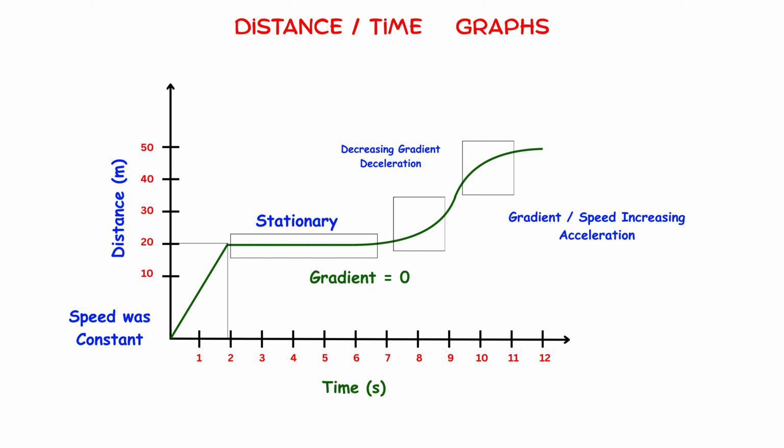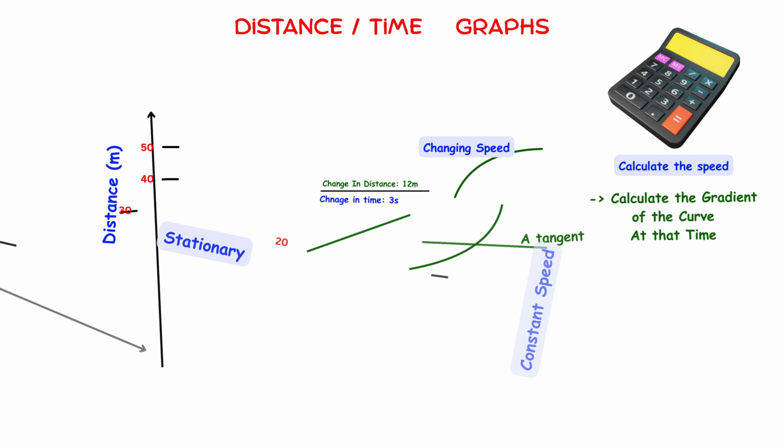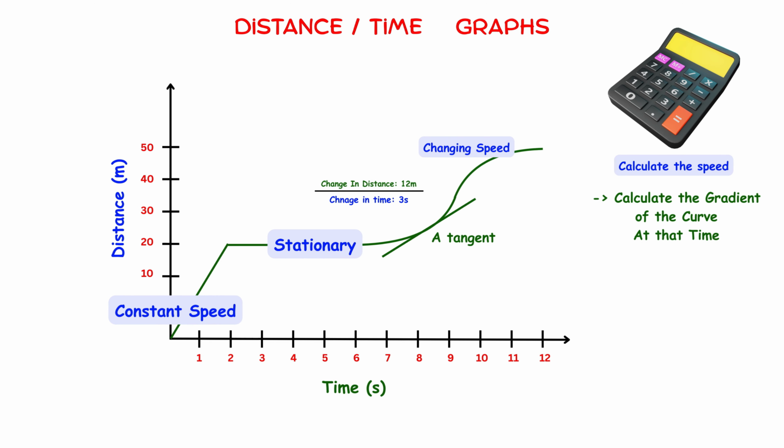One particularly important detail to note is that when the speed of the object is continuously changing, as it does in the curved sections towards the end of the graph, determining the speed at any specific moment becomes a bit more challenging. Unlike straight segments, where we can calculate speed by simply dividing total distance by total time, curves require a different approach. If we want to know the speed at exactly 8 seconds, we must draw a tangent to the curve at that specific point. A tangent is a straight line that just touches the curve at one point and has the exact same slope as the curve at that location.